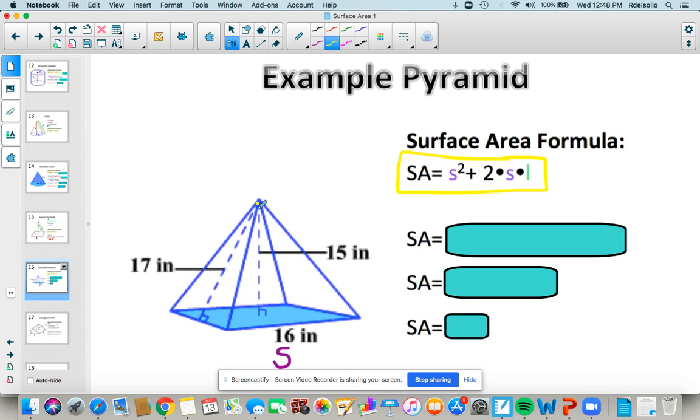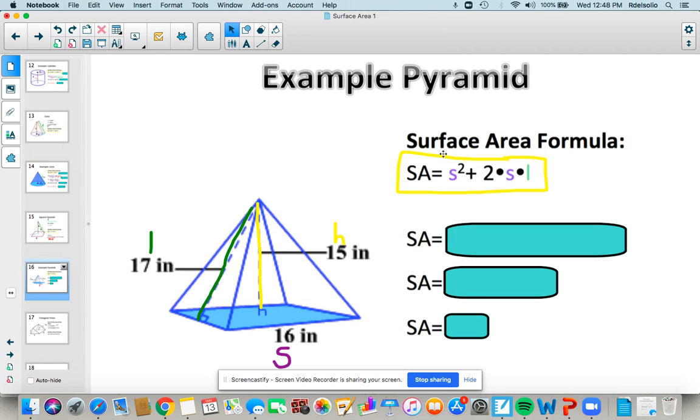This is a straight vertical line, so that is the H. This is H, not the slant height, because remember, slant height is like tilted. So we don't need to know the 15 for H for this formula, but I'm just pointing that out. Then our slant height is right here, because if you notice, it's a slanted line. And that's our L. So 17 is L.